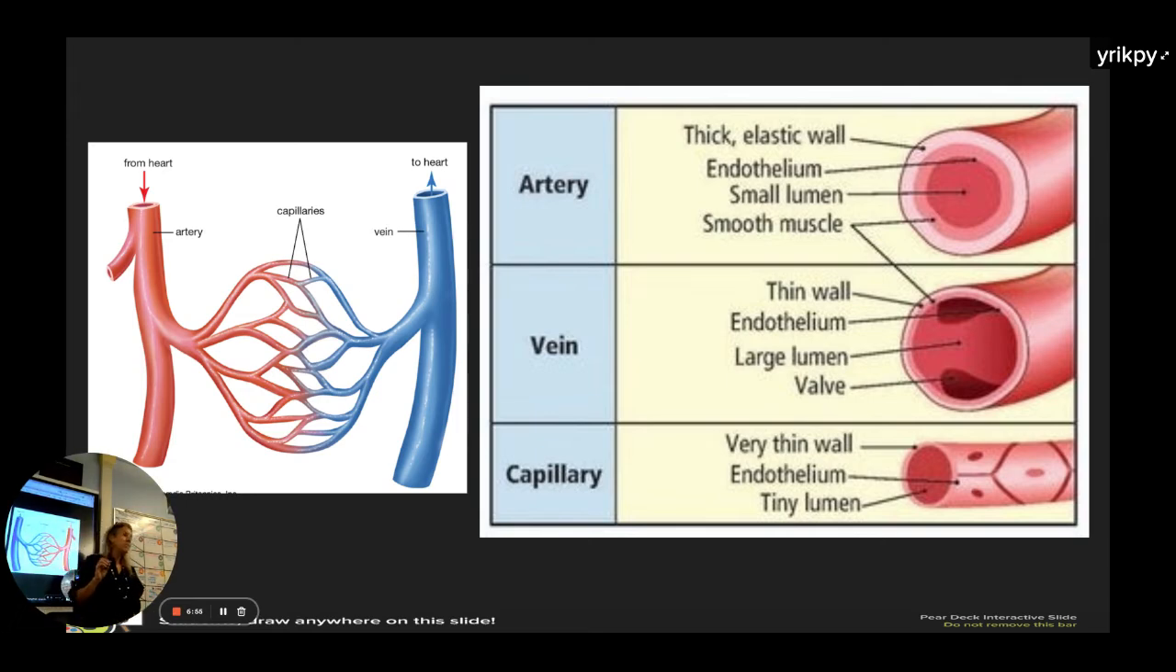Okay, thank you. So remember we talked about the hepatic portal vein. Do you remember that? That was the junction between the stomach and small intestines and your liver. Hepatic, anything hepatic is liver. Okay, just reminding you.